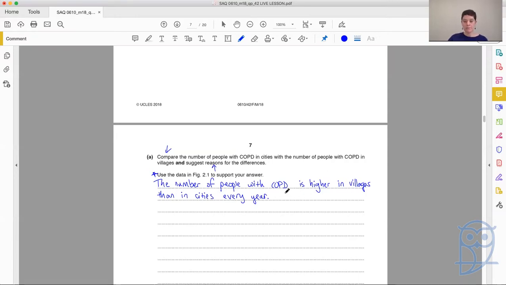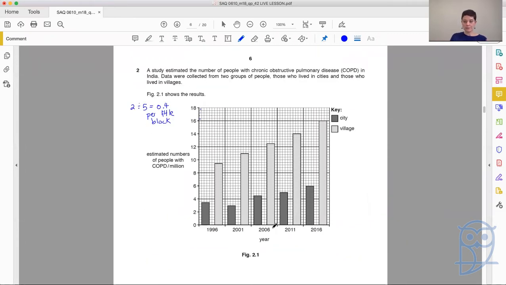Okay, we could say this could be due to better healthcare and more awareness and education in cities. So that would then mean that cities would have lower incidence of COPD. So that was our first one.